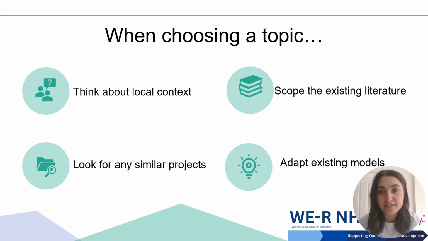You could also scope the existing literature, so to see what research has already been conducted in this area, to try and address the problem and see if you can build on these topics when conducting your own research project. There might be some similar projects which have been undertaken at a local or national level that you could adapt to make it fit your specific role, your particular participant group, or your context. You can be creative, for example, adapting an existing model which has been developed for a different population to fit within your current service.